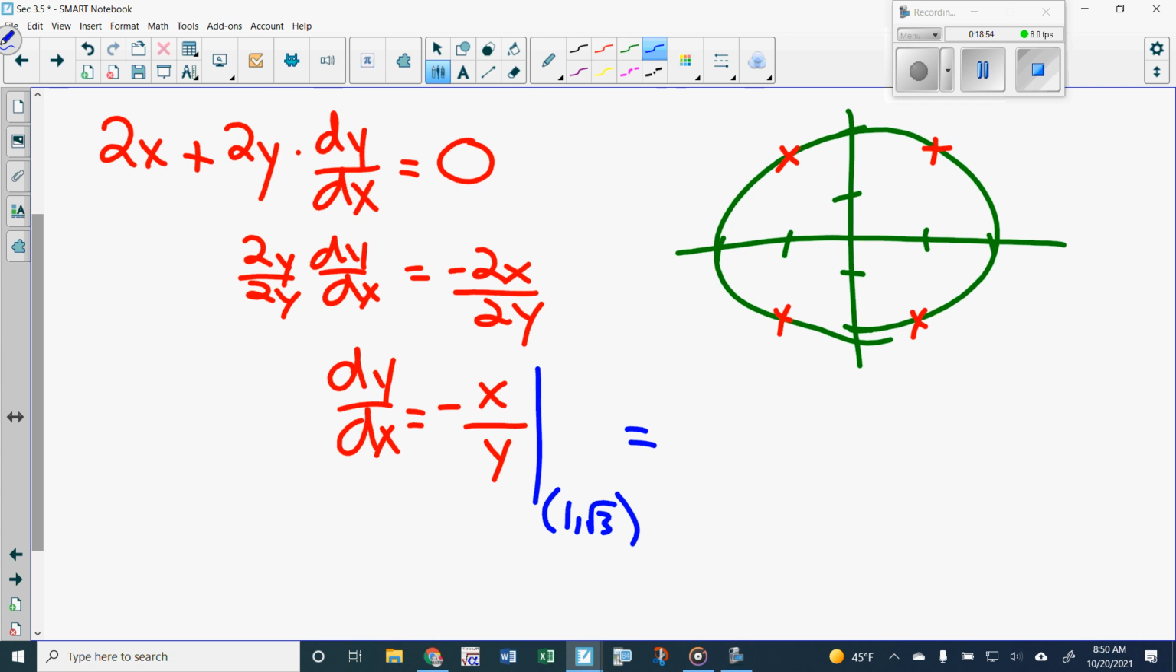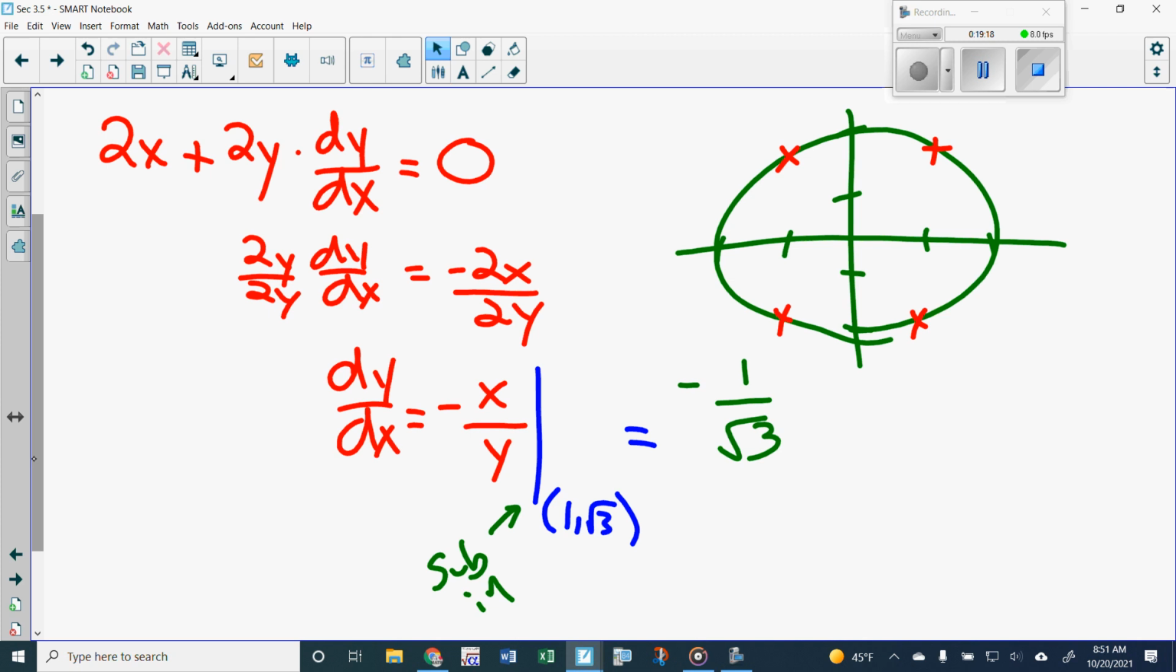All right, so this vertical line basically means just substitute in, or evaluate. So all that means is I'm going to plug that point in. So that's minus 1 over the square root of 3. You could throw that in the calculator. Some number. That would be the slope of our tangent.